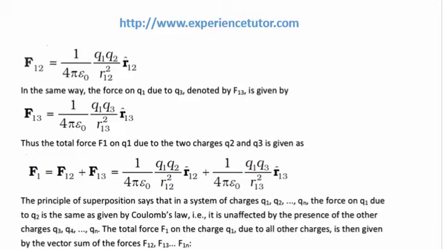The principle of superposition says that in a system of charges Q1, Q2, up to Qn, the force on Q1 due to Q2 is the same as that given by Coulomb's law. That is, it is unaffected by the presence of other charges Q3, Q4, up to Qn. The total force F1 on the charge Q1 due to all the other charges is then given by the vector sum of forces F12, F13, up to F1n.